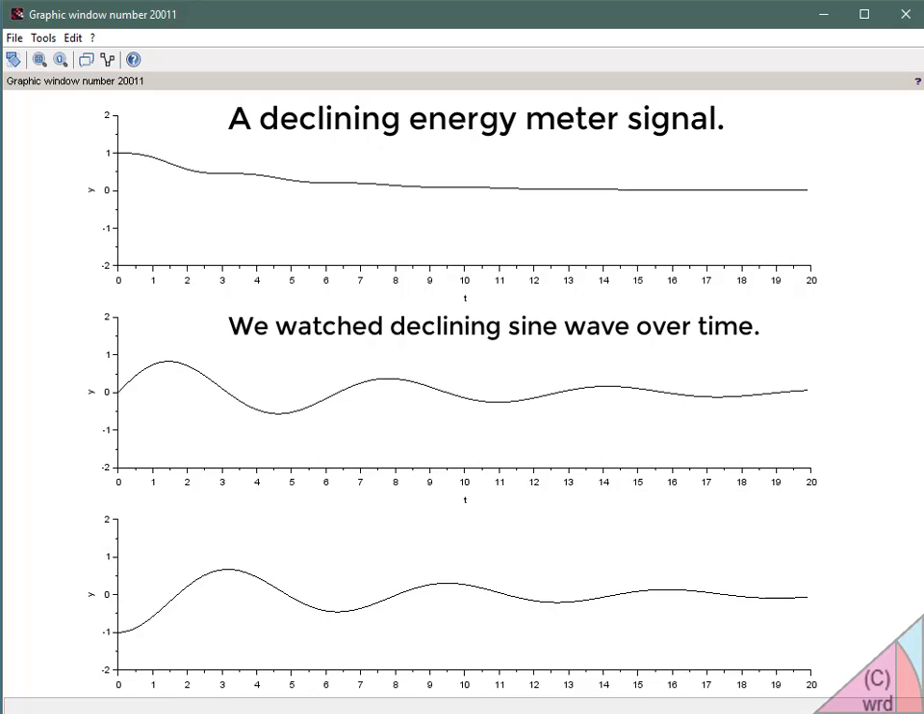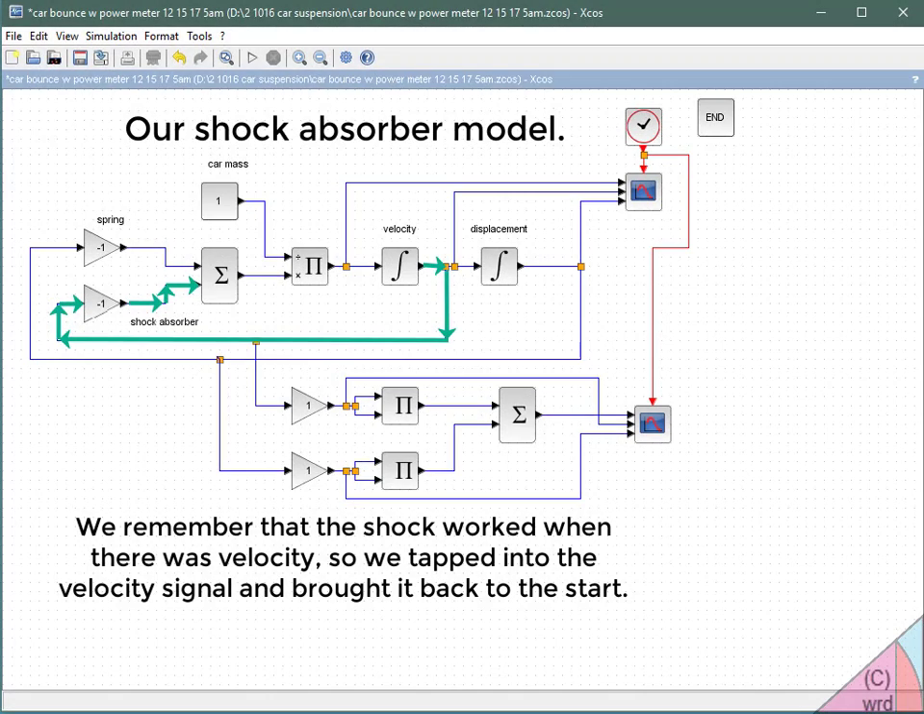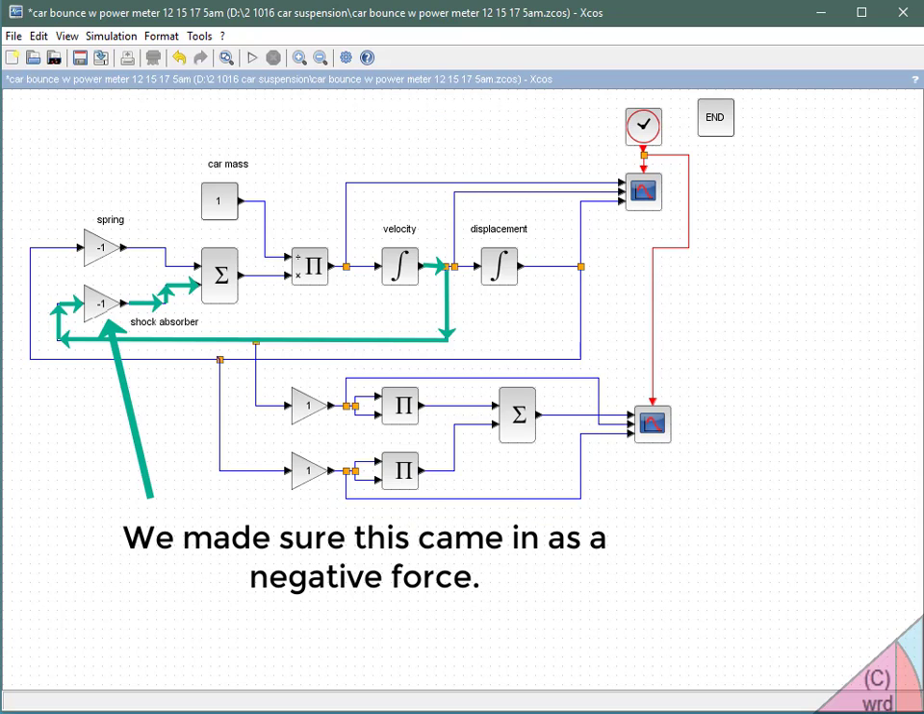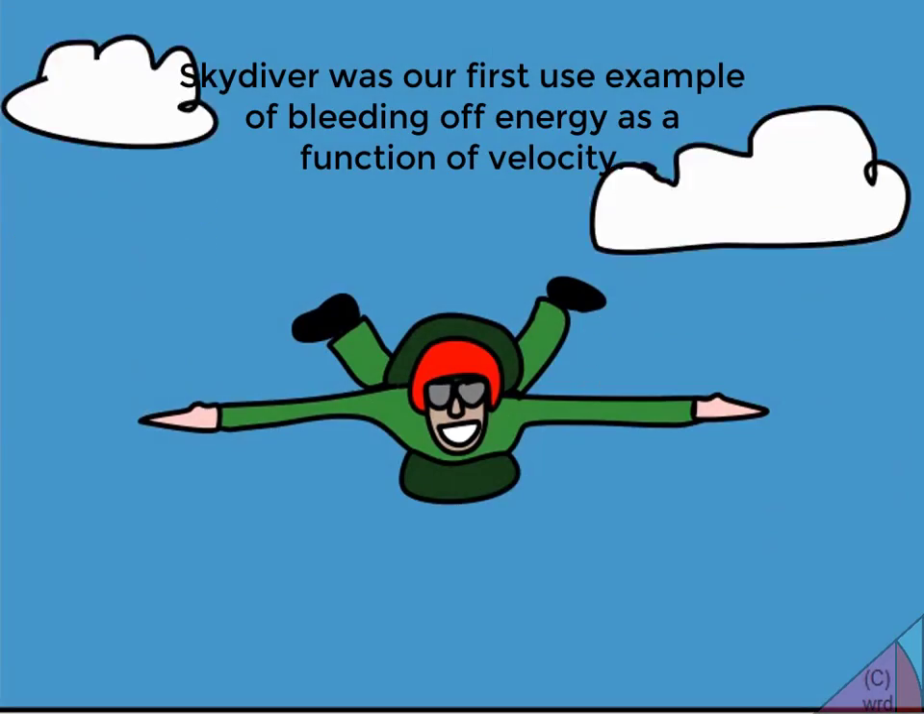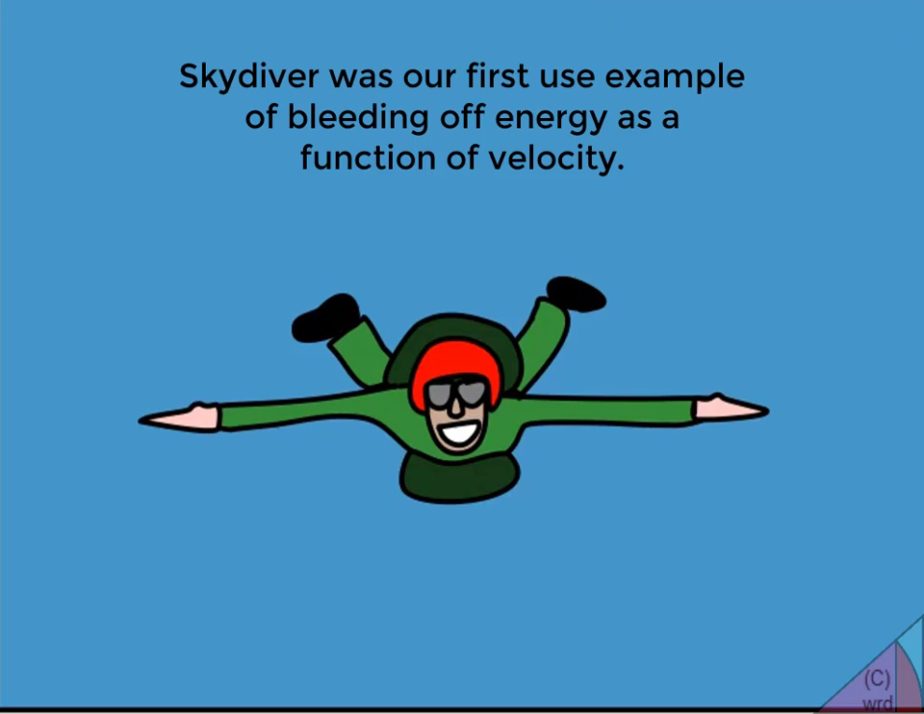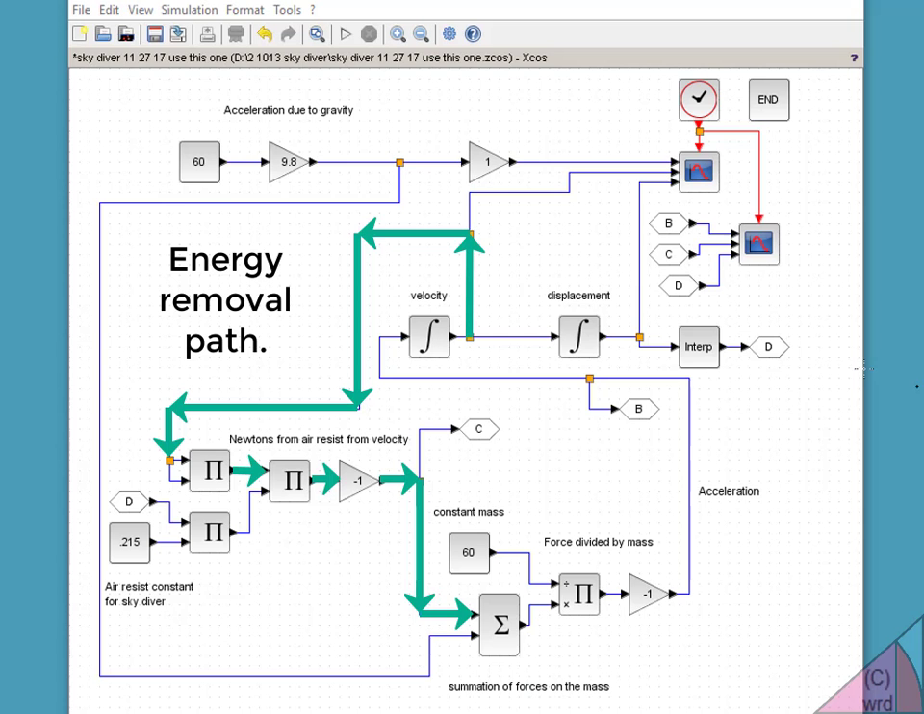How did we model the shock absorber? We took the output signal from the first account, the one making velocity from acceleration, and brought it back to our force summing point at the start of the chain. We made sure this signal had a sign that would reduce force as a function of velocity. This shock absorber idea came from our earlier idea of air resistance, introduced in the Skydiver episode. There, too, we took velocity in air and changed it to a drag force, getting energy out of the model.